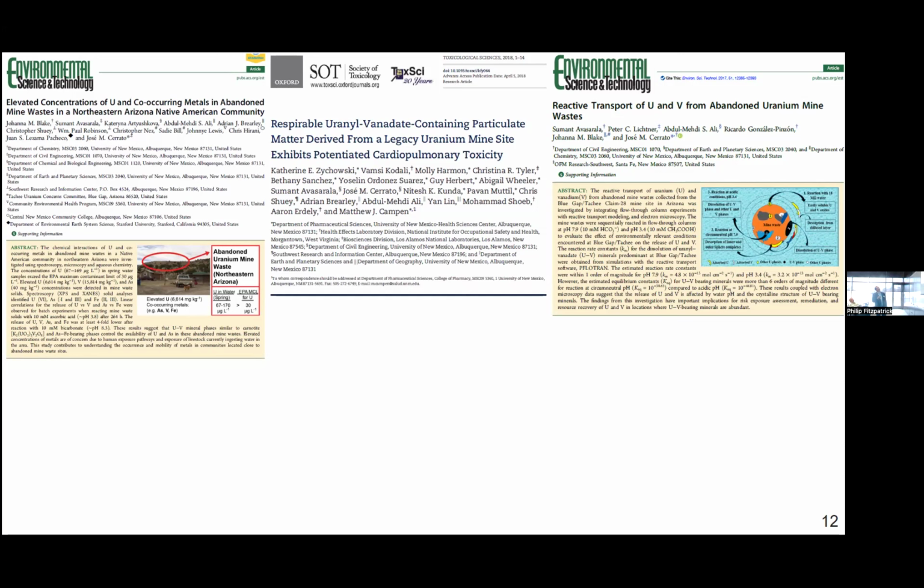What we found was that respirable uranyl vanadate containing particulate matter can exhibit potentiated cardiopulmonary toxicity in animal studies. Okay, so these are just examples of how we're trying to combine our skills to better understand this. However, I admit that this is a field that still needs a lot of good work, I must say.